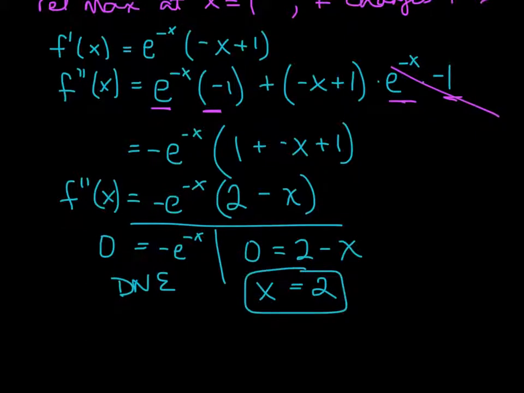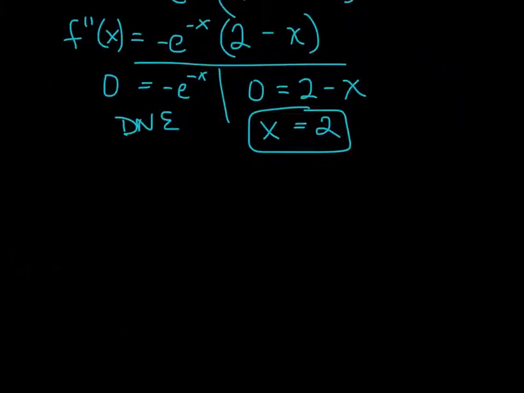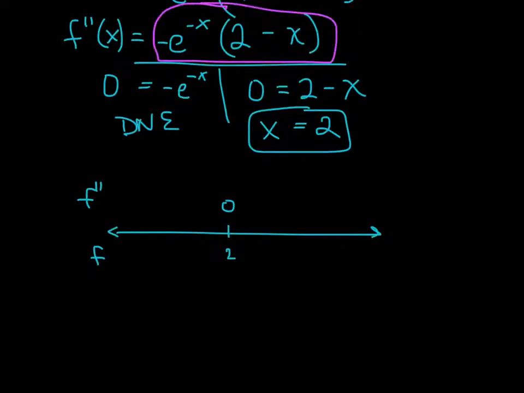I'm ready to make my sign chart for the second derivative. So second derivative, and I'm going to put my 2. All right, and now I need to test values to the left and to the right of 2 into the second derivative, which of course is right here. So if I test in a 0, I have negative e to the 0. Well, that's negative 1, so it would be negative times 2 minus 0, which is 2, a positive. So negative times a positive is a negative, which means we're going to be concave down.